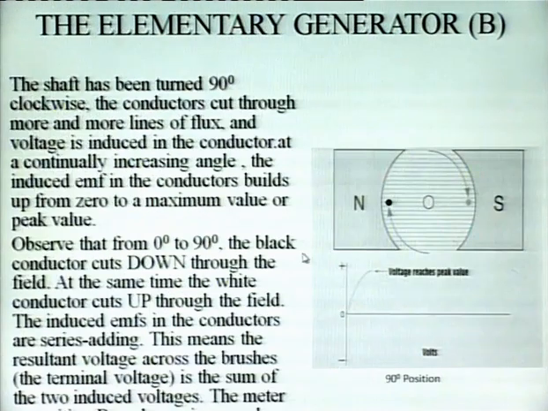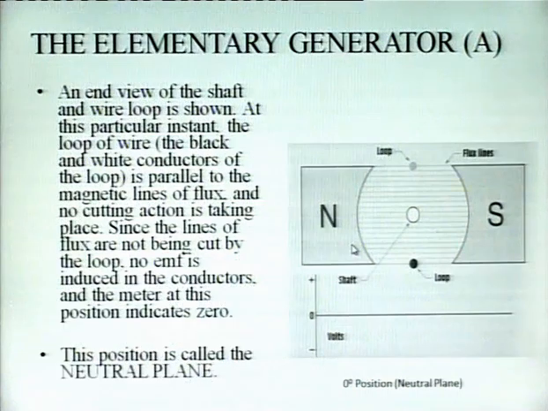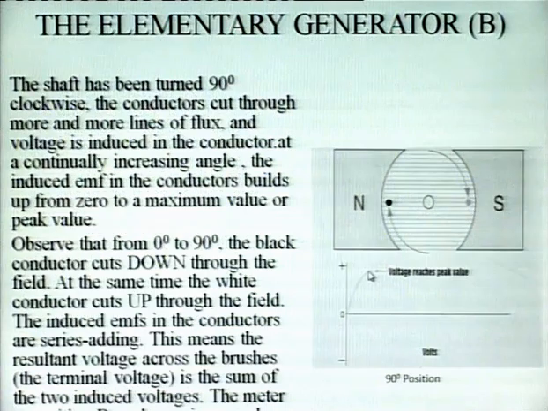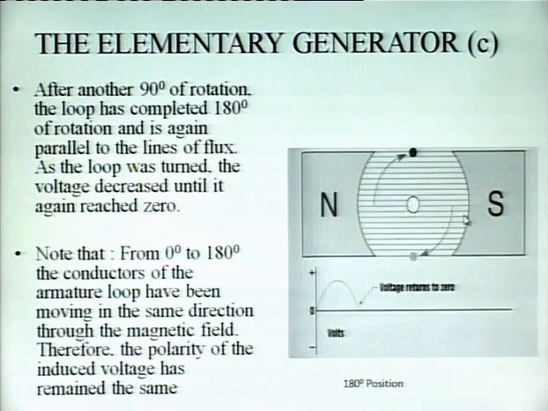So, in these two diagrams, this black conductor was rotating under the influence of the north magnet. Here you can see from this to this, the black conductor is rotating under the influence of the north magnet, and the white conductor is moving under the influence of the south magnet. Here also the black conductor is moving under the influence of the north magnet, and white under the influence of the south magnet.